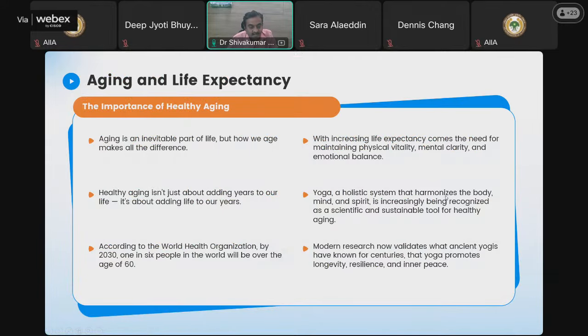In the previous presentation, Dr. Pramod wished everyone 100 years of life. So to continue with it, aging is an inevitable part of life, but how we age makes all the difference. Healthy aging isn't just adding years to our life, but also adding life to our years. According to WHO, by 2030, 1 in 6 people in the world will be over the age of 60. With increasing life expectancy comes the need for maintaining physical activity, mental clarity, and emotional balance. Yoga, a holistic system, harmonizes the body, mind, and spirit, and is increasingly being recognized as a scientific and sustainable tool for healthy aging.